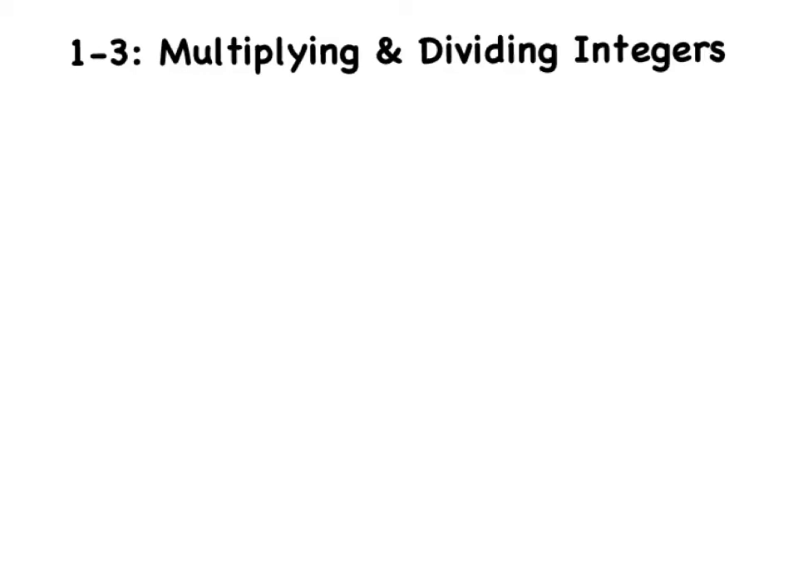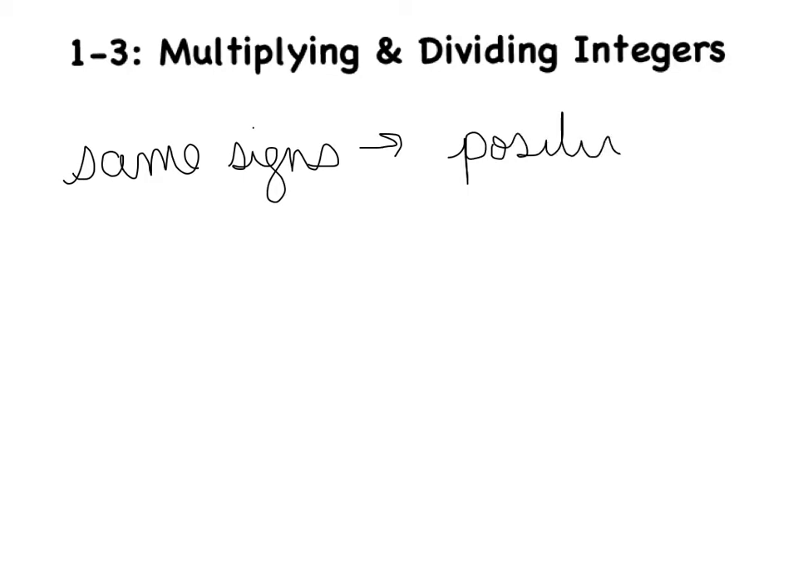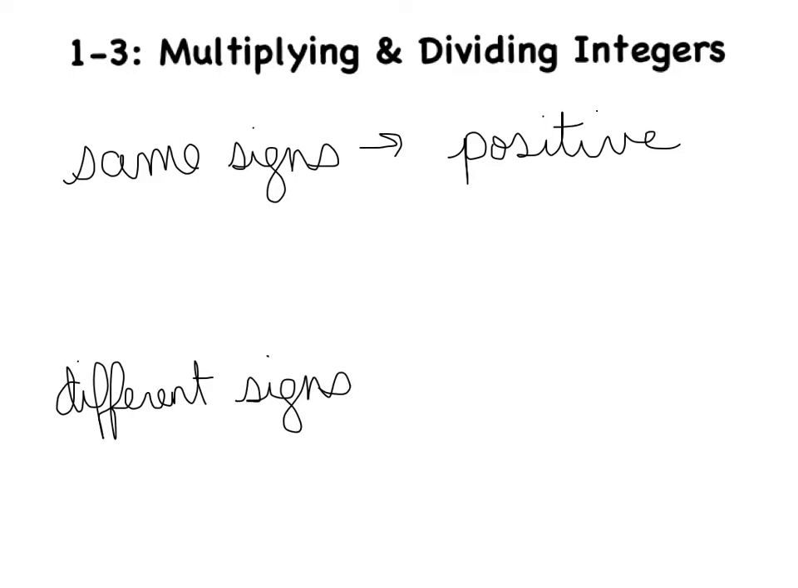The good thing about multiplying and dividing integers is the rules are actually a little bit easier than adding and subtracting. So in general, if I have the same signs, my answer will be positive. If I have different signs, my answer will be negative.